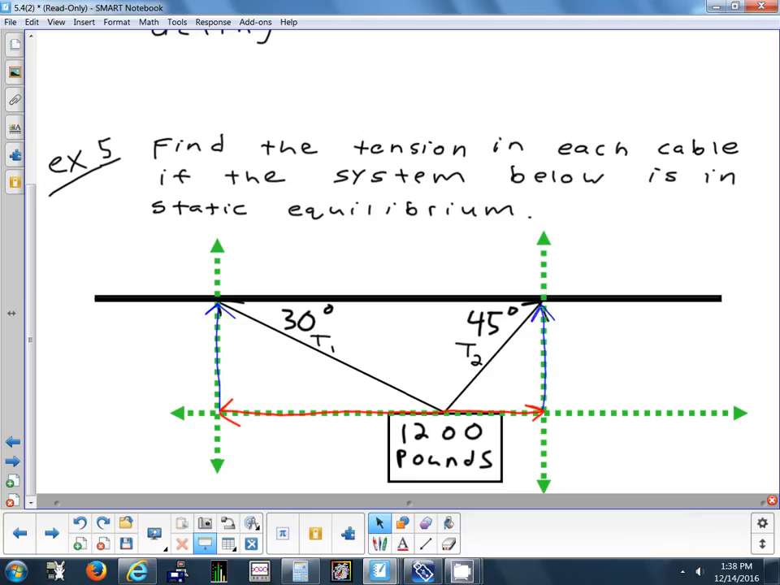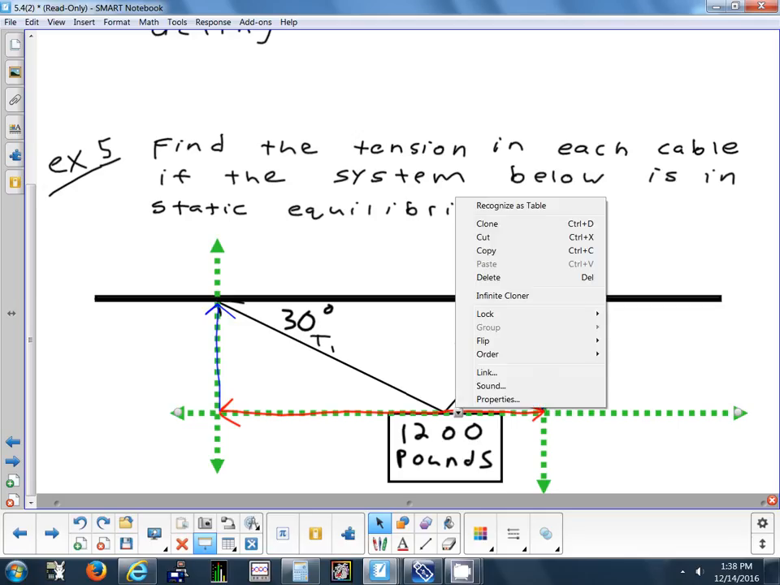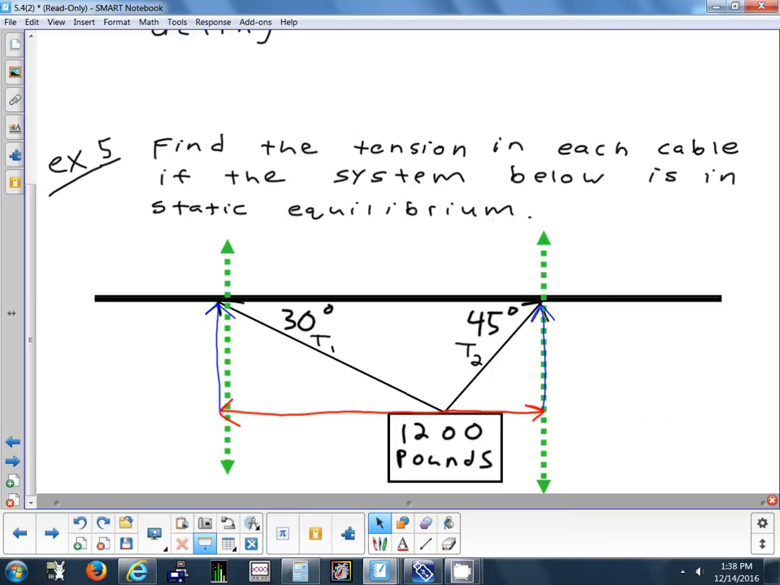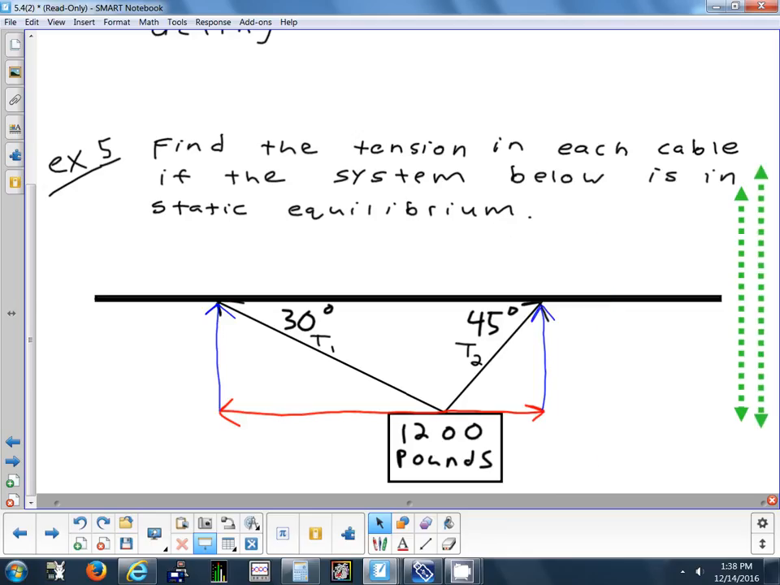I don't need these green dotted lines anymore, so I can just move them out of the way. Now, I created two triangles, but what kind of triangles are they? They're right triangles. I have some angles that are labeled on the outside, but I need the angles on the inside. Typically, I don't need both of them, but you could label both. What would the angle on the inside at the top be? 60.